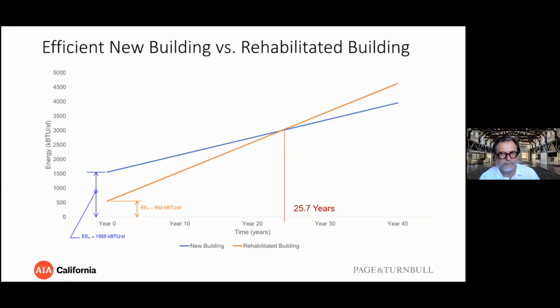We need to see some of these savings immediately. There's pressure. So, can we wait? The argument is, can you wait 25 years to really see those savings? Most folks at this time would say no. So this is the strategy that was being implemented in the historic preservation community, really in response to the energy crisis in the 1970s.